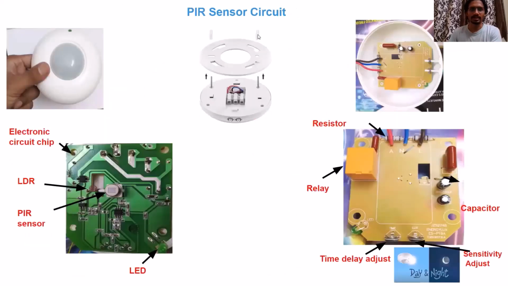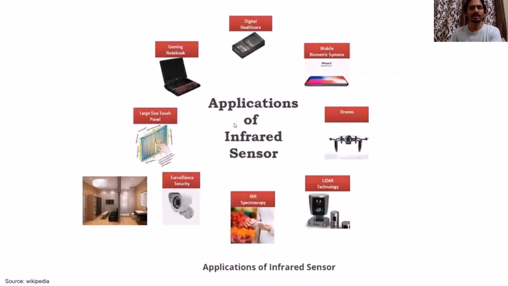So these are the key circuit elements of a PIR sensor. This PIR infrared sensor has broad application in different domains. It is used in digital healthcare, in mobile, drone, and light technology, etc. It has a variety of applications.